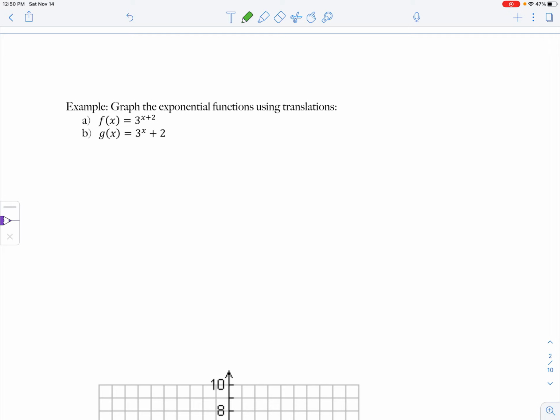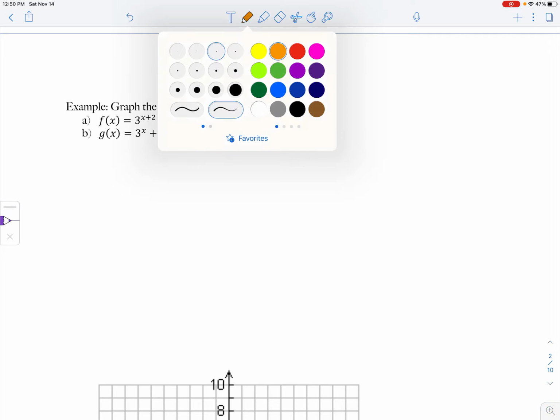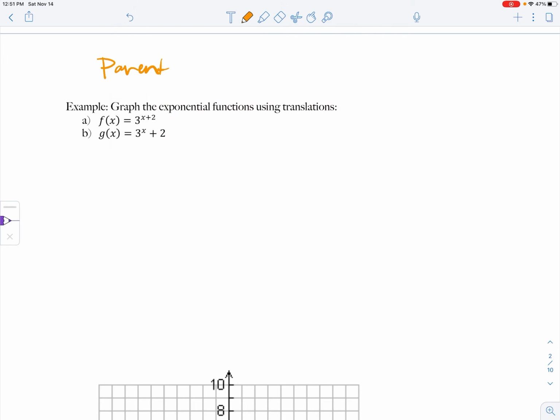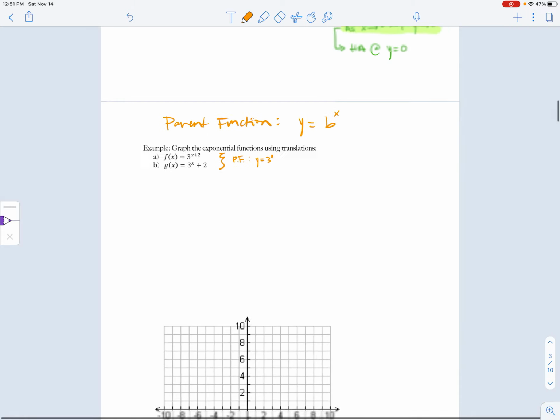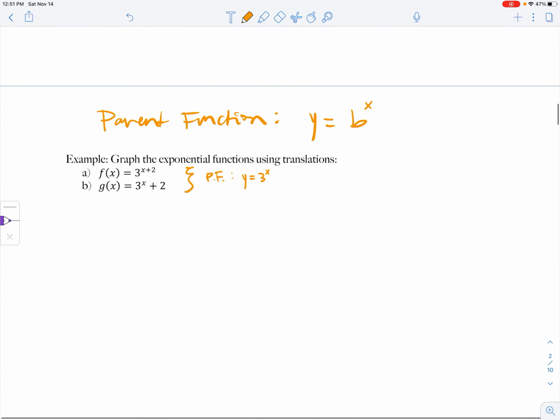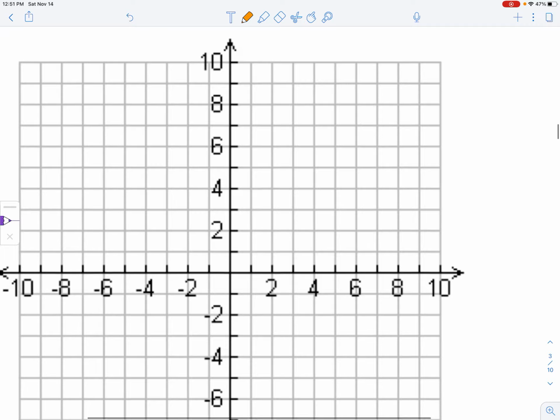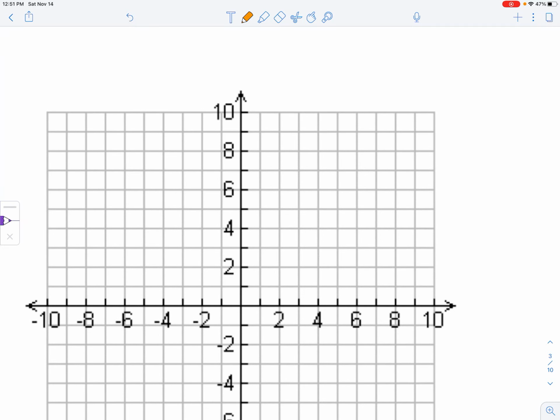So if we want to graph these functions using translations and transformations, we're always going to be thinking of the parent function as being y equals b to the x. So for these two functions here, the parent function would be y equals 3 to the x. So if we graph y equals 3 to the x, let's just think about plotting a few points.